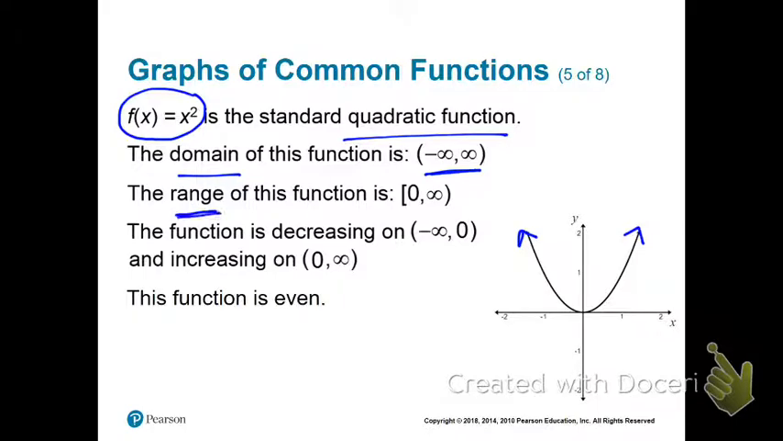Like absolute value, this graph does not keep going down, and its smallest y value is 0, but it does keep going up. Therefore, our range is 0 to infinity, and the 0 is included.